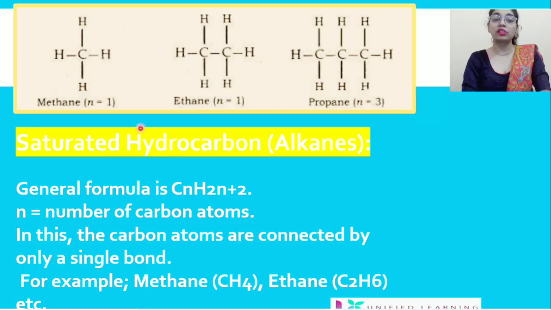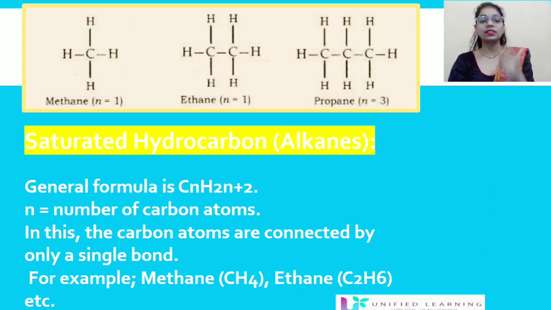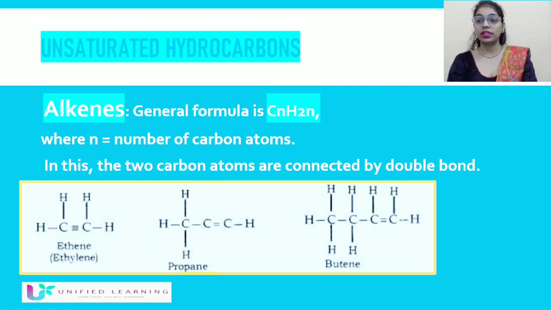Further moving with the saturated hydrocarbon, alkanes are a subdivision of that. The general formula is CnH2n+2 and n is equal to the number of carbon atoms. In this, the carbon atoms are connected by a single bond, as told earlier. Here, methane, that is n equal to 1, CH4, and ethane, that is n equal to 2. By mistake, 1 is written, so please correct it, students. C2H6, and then we have propane, that is n equal to 3, C3H8.